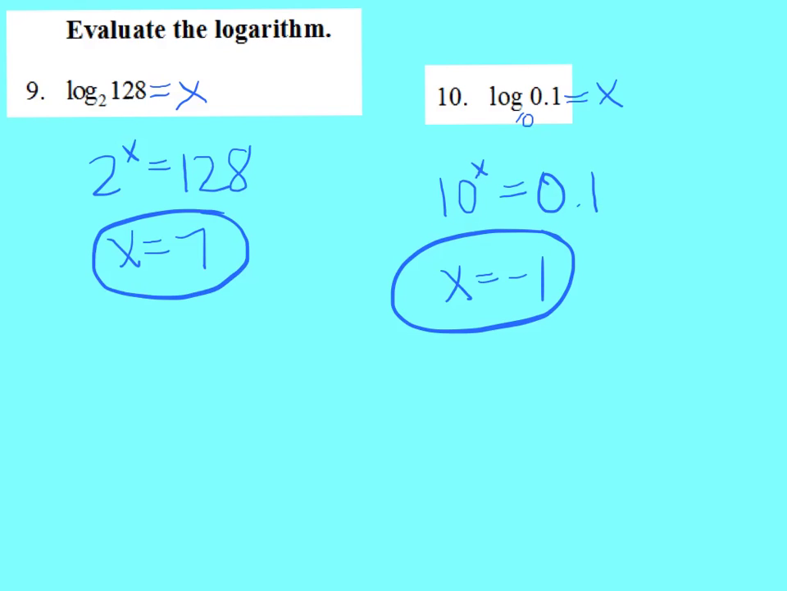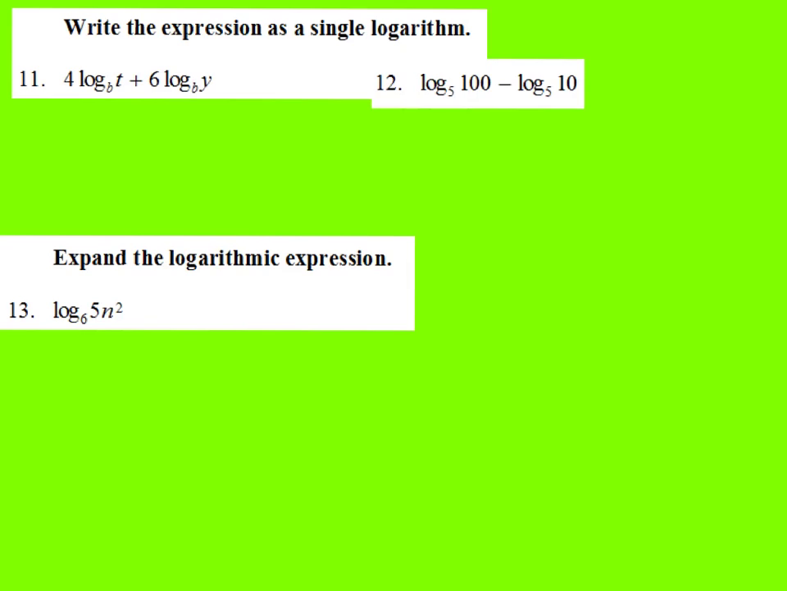For these next two problems, they want us to take these multiple logarithms and express them as a single logarithm. So I need to squish them together using my properties of logarithms. Okay, so the first thing I see is in this first example, I have some coefficients in front of my logs, which I'm not allowed to have if I'm compressing. So I need to use my power rule to stick them back as exponents onto my argument. Remember, my argument is the thing after the base.